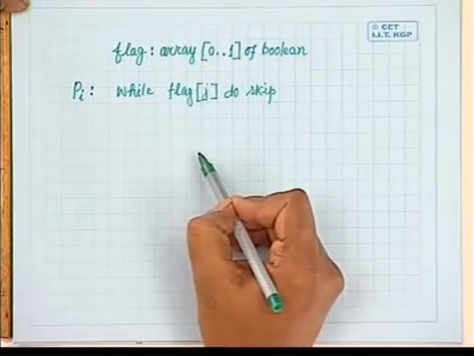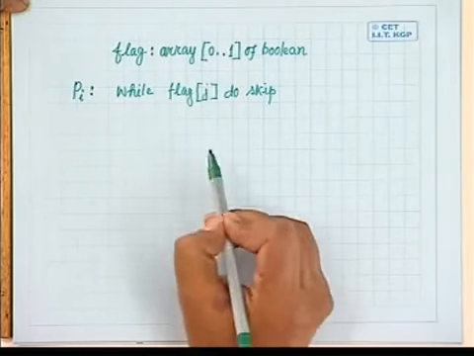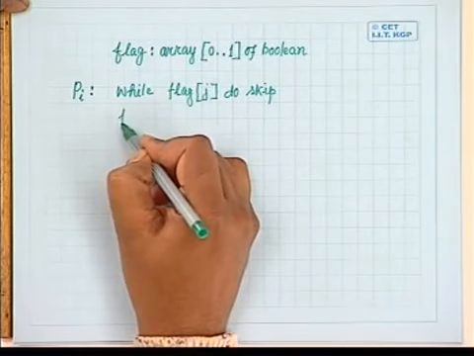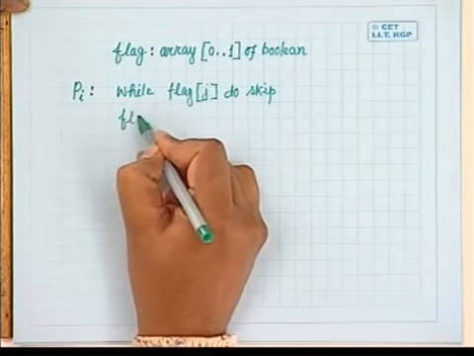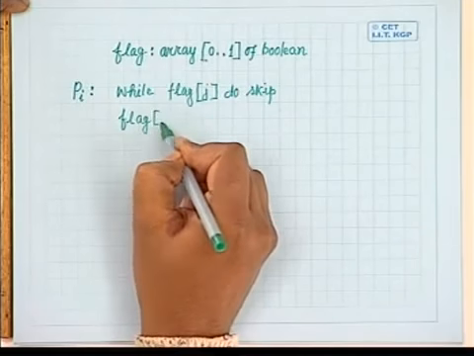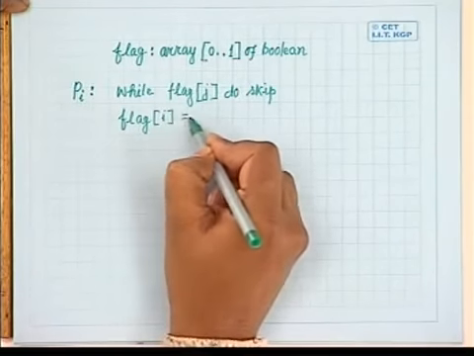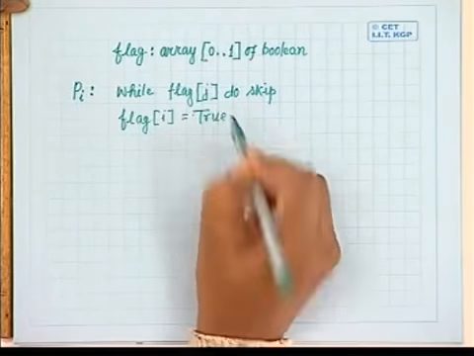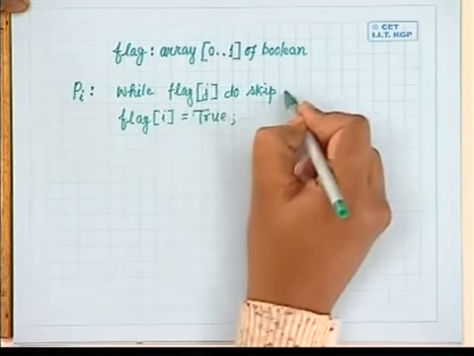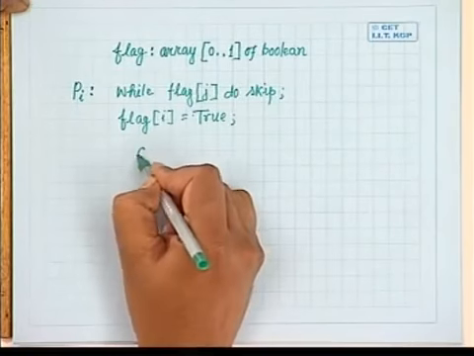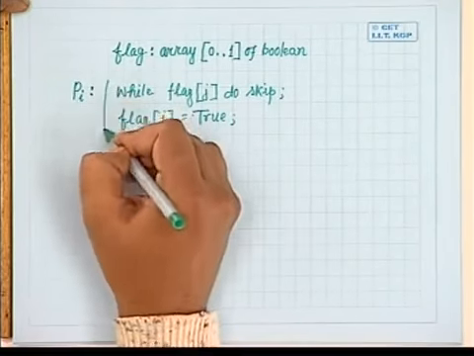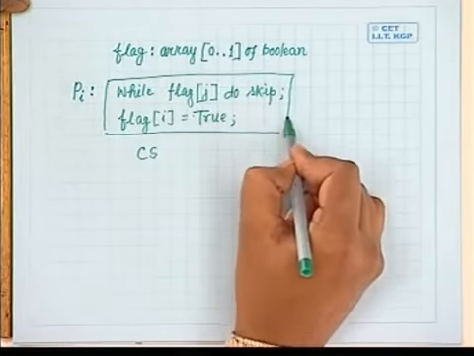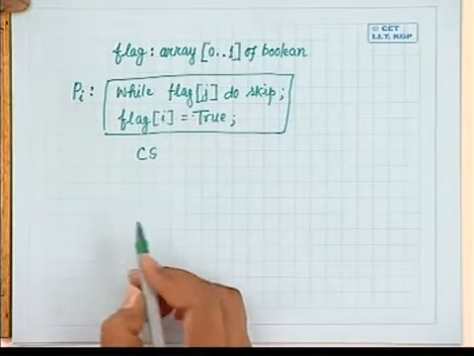Before entering the critical section, it should indicate that P1 is in the critical section, right? So for that, it has to set its own flag, flag i, equal to true. Then process Pi can enter the critical section. So this becomes our entry section, and this is the critical section.